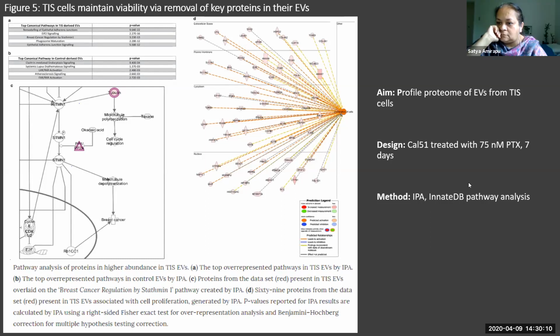And then in D, the predicted function of 69 of the upregulated proteins in the TIS EVs can be traced back to proliferation and growth of cells. So they emphasize the point that the removal of these proteins from senescent cells through EVs might be a way for the cells to maintain their senescent phenotype. I didn't really have any more comments to make about that.